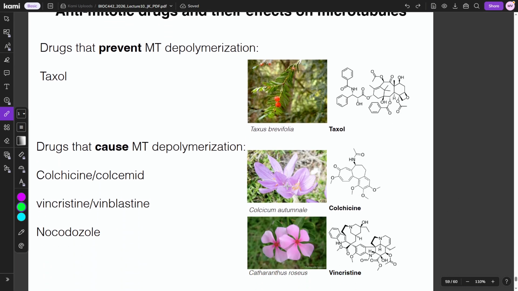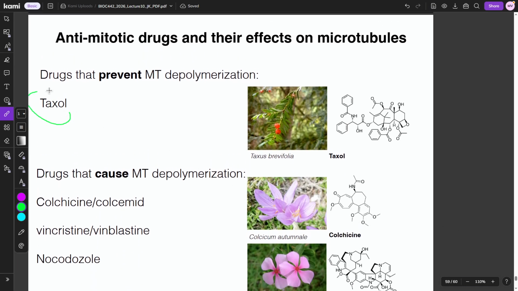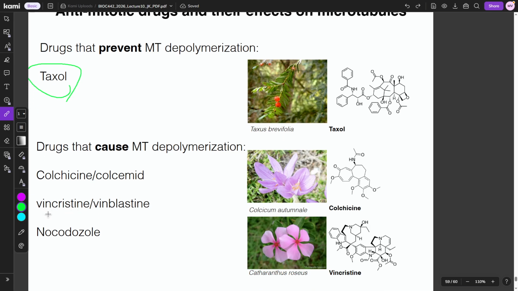These are things that you must memorize. I'm going to be honest with you. Taxol, colchicine, I keep messing this one up. Colcemid is good. Vincristine and nocodazole are the other ones. So you've got to memorize these. I think colchicine is how you're supposed to say it. I can't remember how to say it. But yeah, this, vincristine, and then nocodazole.